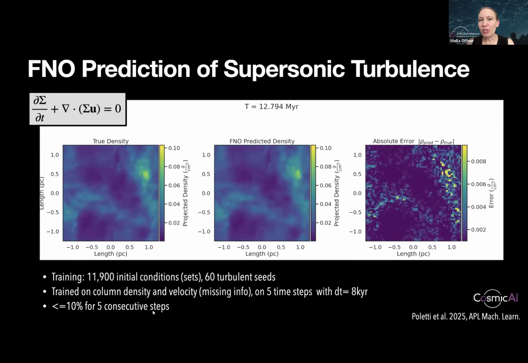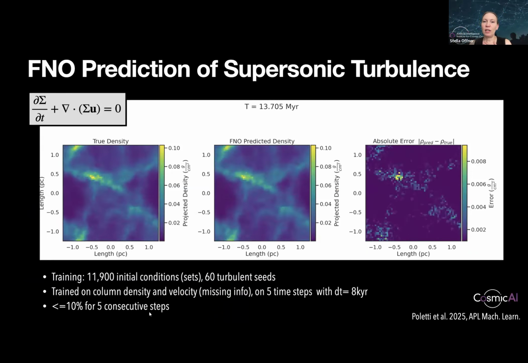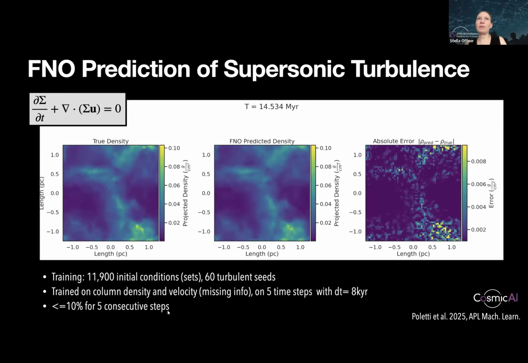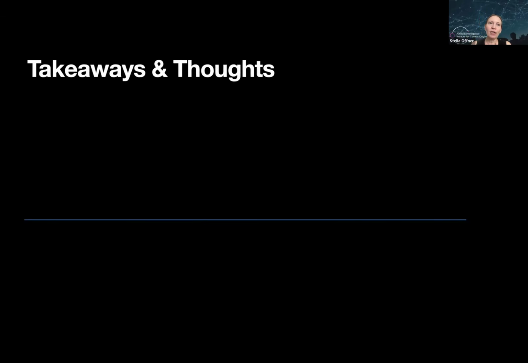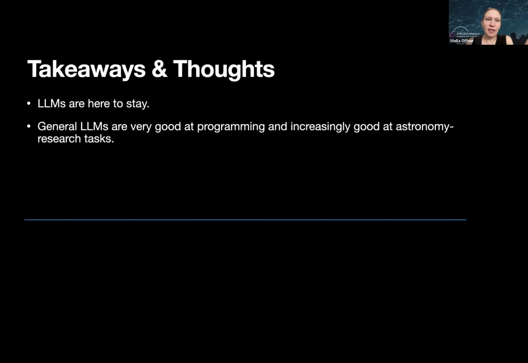And so the error is not particularly good, but still promising, considering that this is a problem you couldn't do with classical computational astrophysics codes, right? Because you need the full input physical information. So to wrap up my 10 minutes, right, these language models are here to stay.